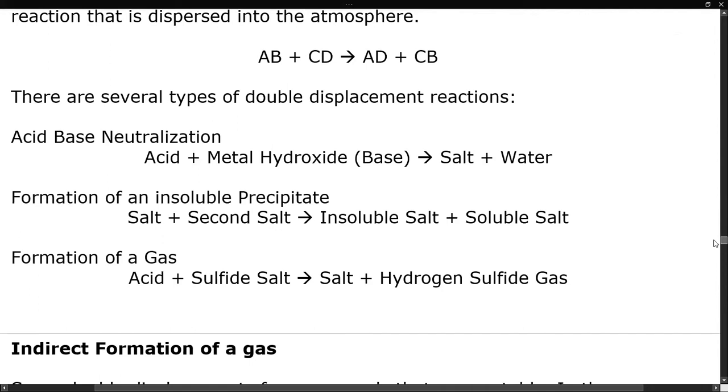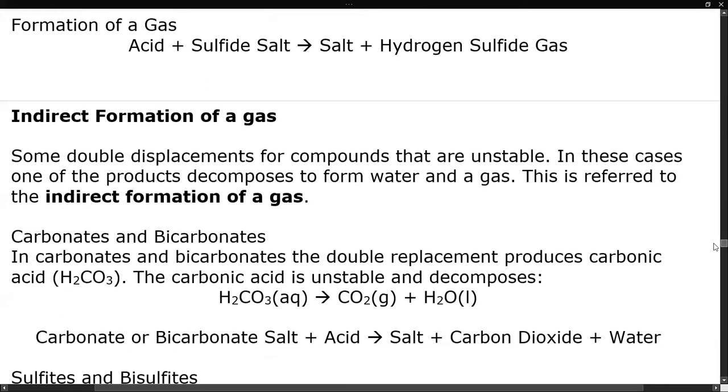That is, two soluble salts react, and then I get one salt that's insoluble and falls out of solution, and the soluble salt remains in solution. Or we can get the formation of a gas. An acid can react with a sulfide salt to produce a salt and hydrogen sulfide gas. Now, you can form a gas directly like that, or you can form it indirectly. There's a couple of different ways that you can do that that we're going to talk about.